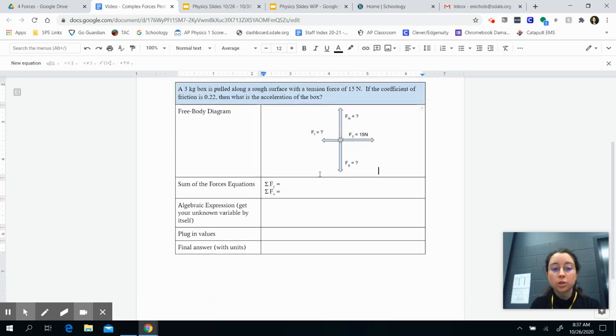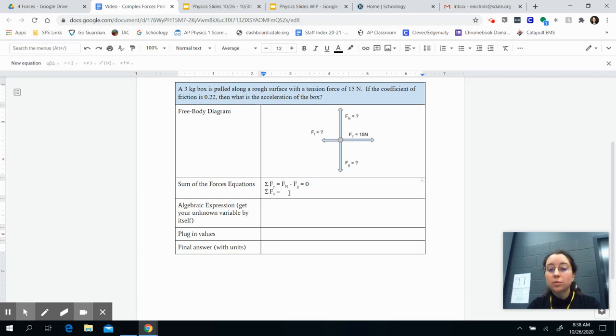So let's go ahead and do our sum of the forces equations. So our sum of the forces in the y direction is going to be Fn minus Fg. Oops, that's a minus, not equal. Minus Fg. And that is because force normal's up, force gravity's down. That's the vertical direction. And that is going to equal 0. It is not accelerating in that direction. We need to remember that.